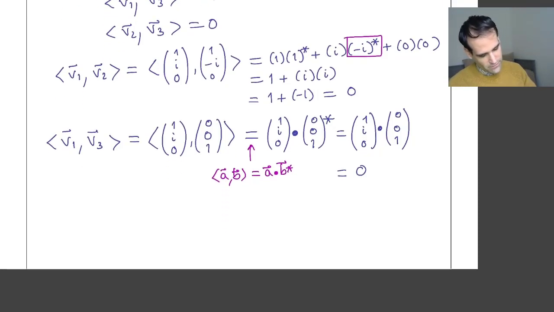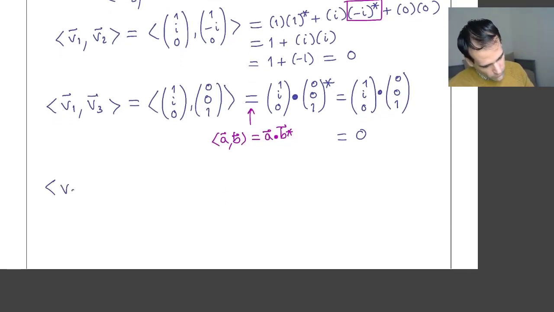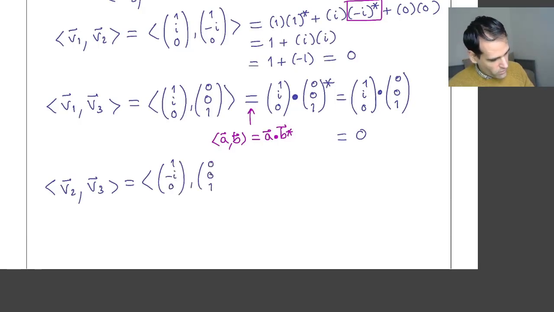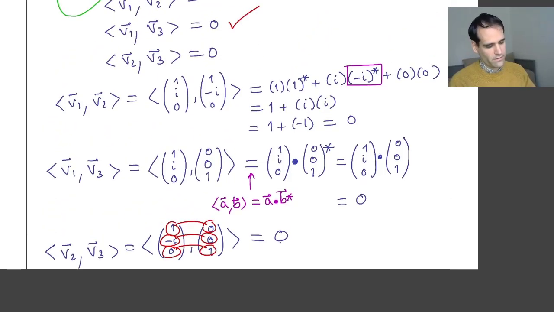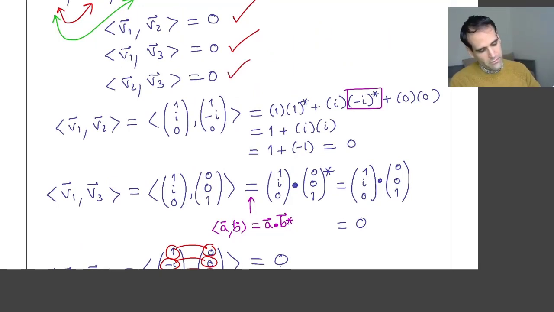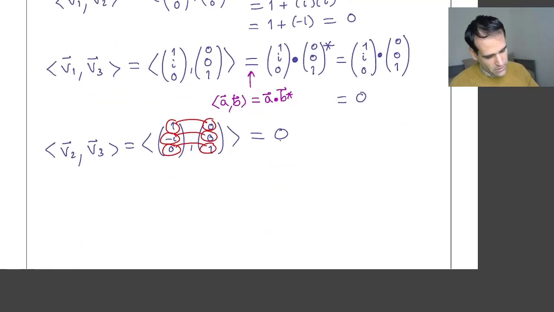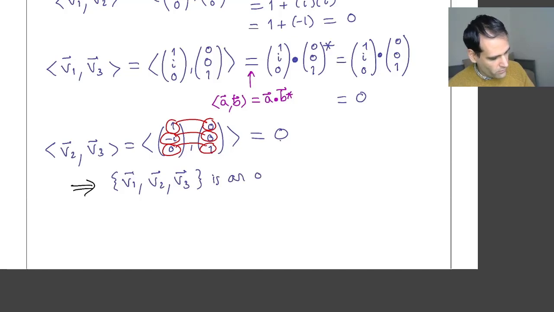So let's check the third case, v2 times v3. So that's equal to 1, minus i, 0 times 0, 0, 1. And you can see that we have something times 0 plus something times 0 plus 0 times something. So it's also 0. It's very easy to calculate inner products. So the third equation is true. So the three are true, and therefore this basis v1, v2, v3 is an orthogonal basis.